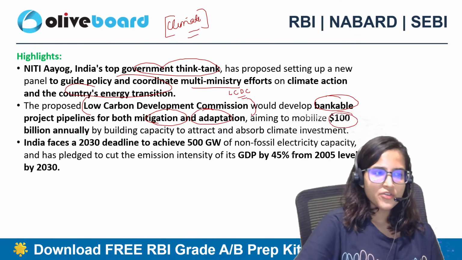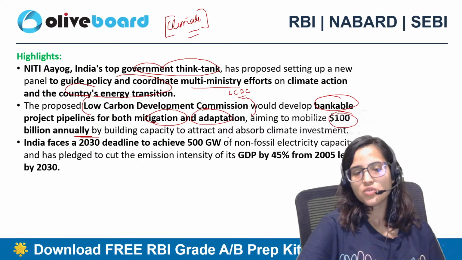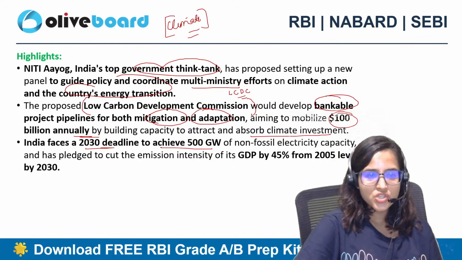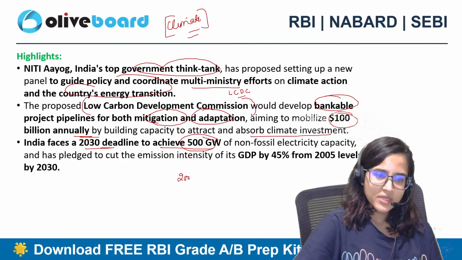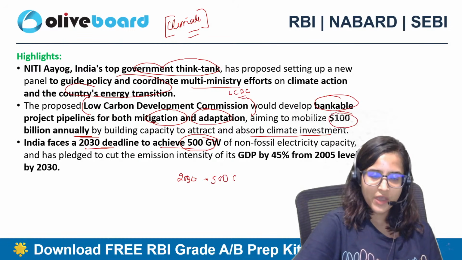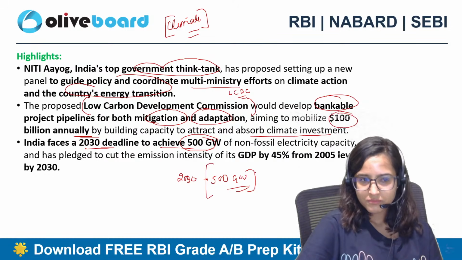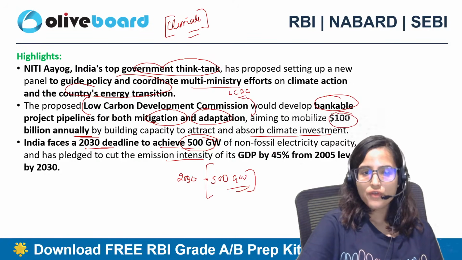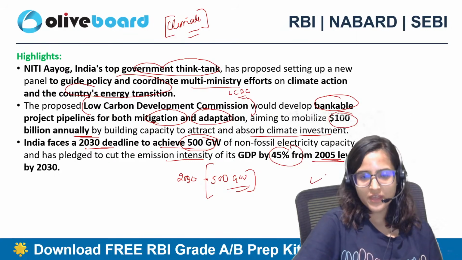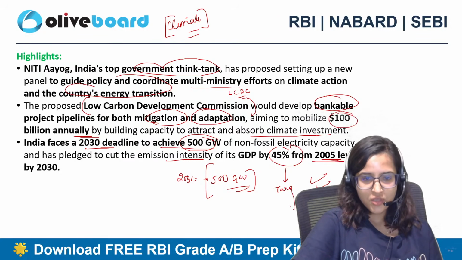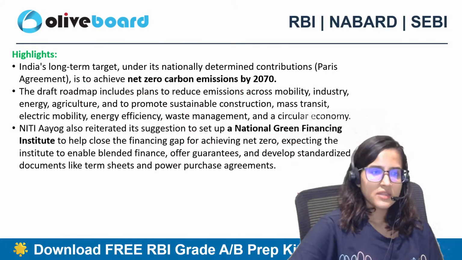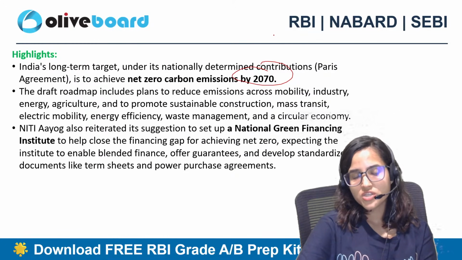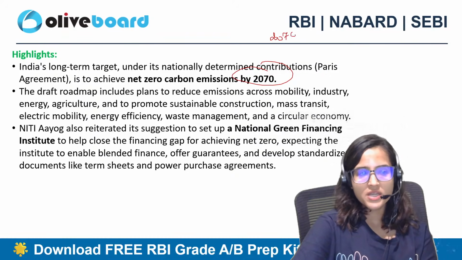The aim is to mobilize $100 billion annually by building capacity to attract and absorb climate investment. So India faces a 2030 deadline to achieve 500 gigawatt, right? So by 2030 we have a deadline to produce 500 gigawatt of renewable energy, and we have to commit to emission cuts. We have to cut the emission intensity of GDP by 45% from 2005 levels by 2030. This is also our target. You have to remember these targets. And the third target is that we have to become net zero carbon emissions. We have to achieve net zero carbon emissions by the year 2070.